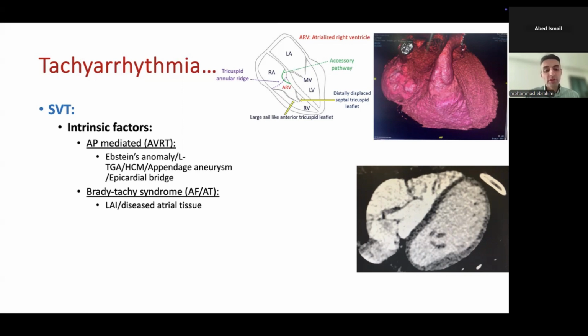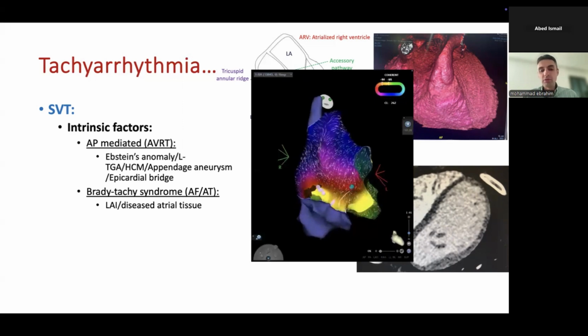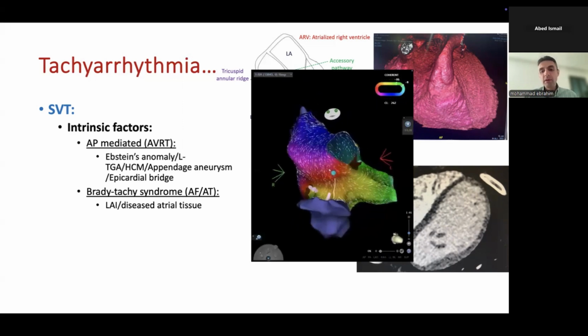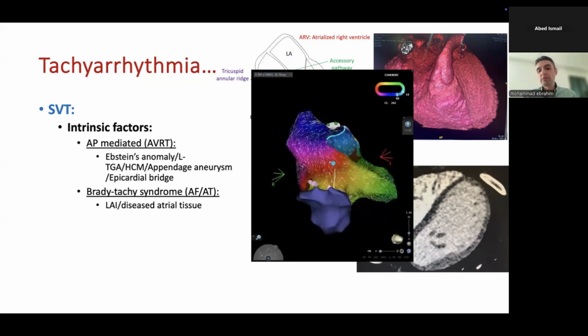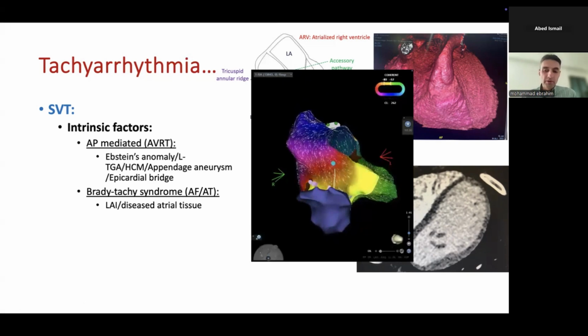Because some of the congenital heart disease patients are predisposed to bradycardia, like we just said, prolonged bradycardia might predispose them to tachycardia, resulting in brady-tachy syndrome, namely when you have left atrial isomerism patients or severely diseased atrial tissue patients. And then typically the tachycardia is more like atrial tachycardia, atrial flutter, or AFib. This is an example of a patient with typical tricuspid valve flutter, annular flutter, in a patient with tetralogy and sinus node dysfunction.